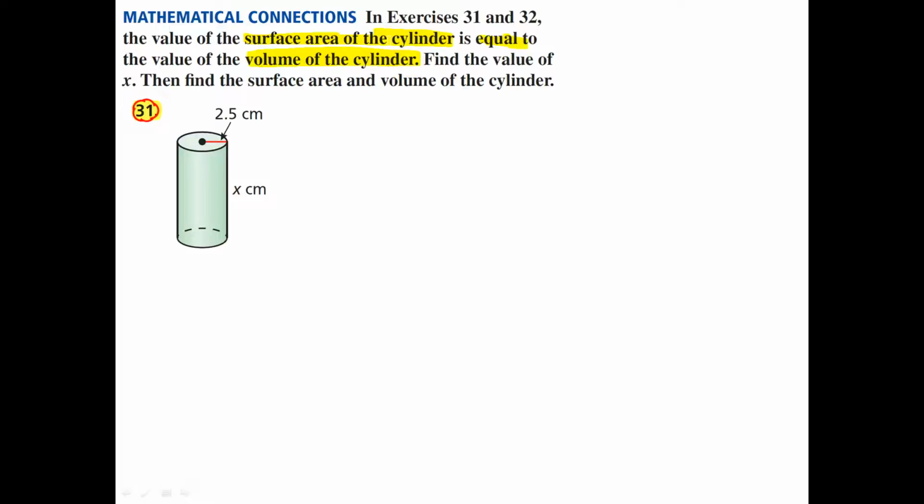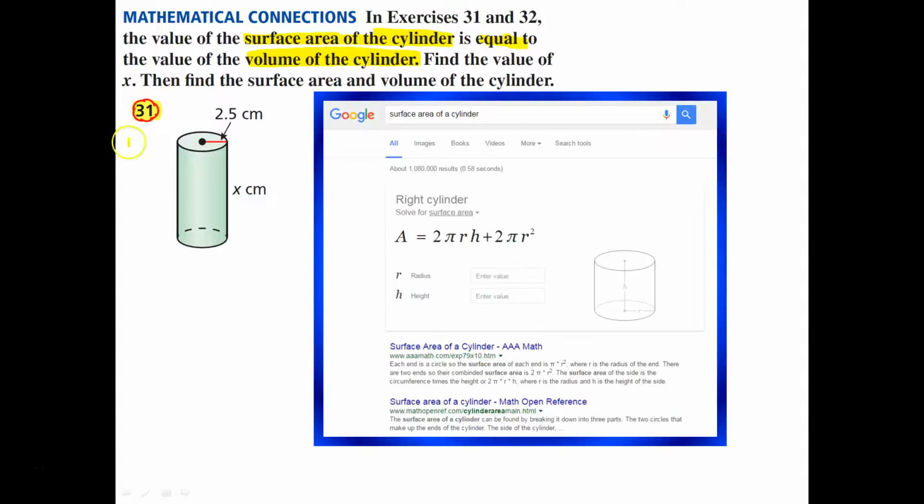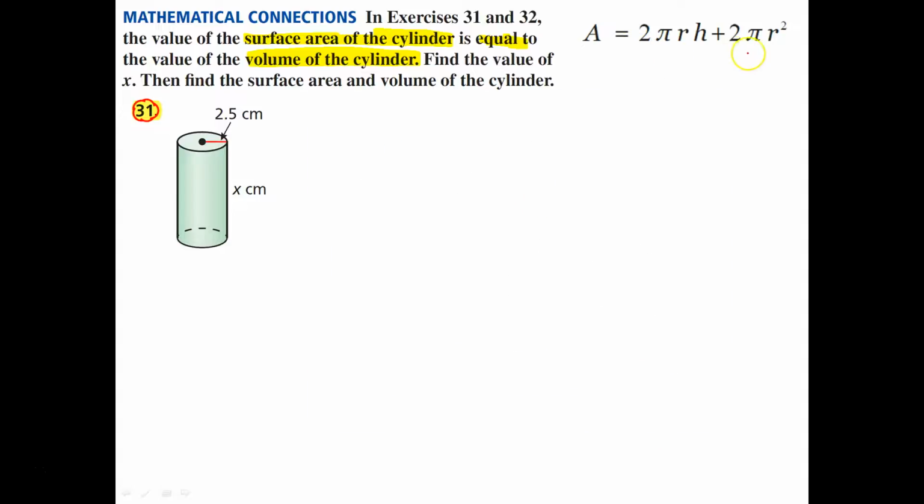If you don't remember how to find the surface area of a cylinder, how can we be reminded of that? Well, here's a good resource. If you just look up surface area of a cylinder, you get a formula for that. So we get the surface area is 2 pi times the radius times the height plus 2 pi r squared. So we'll write that over here.